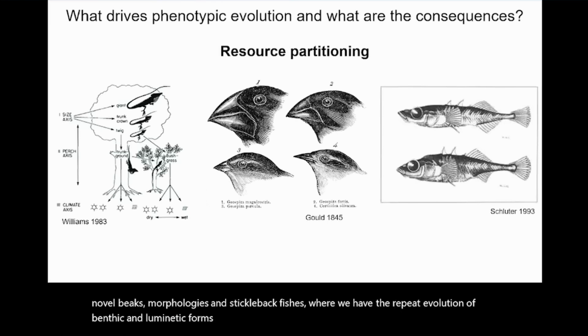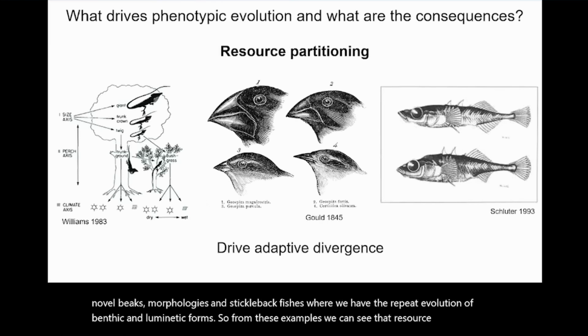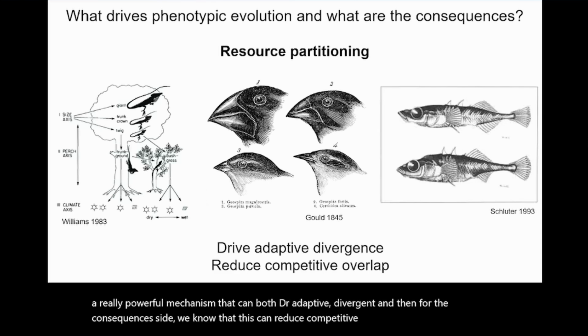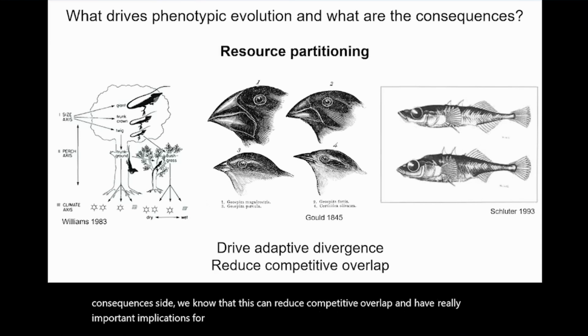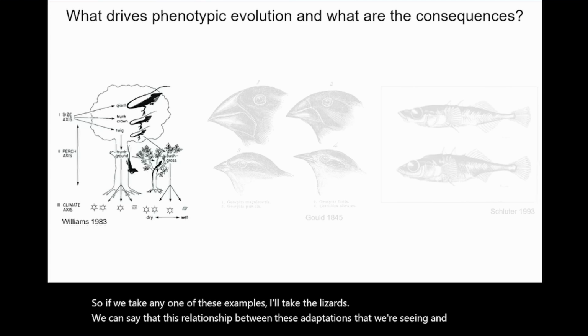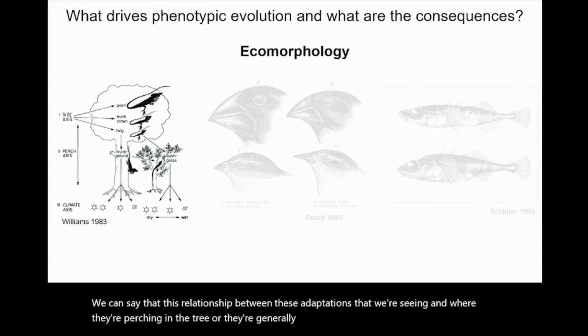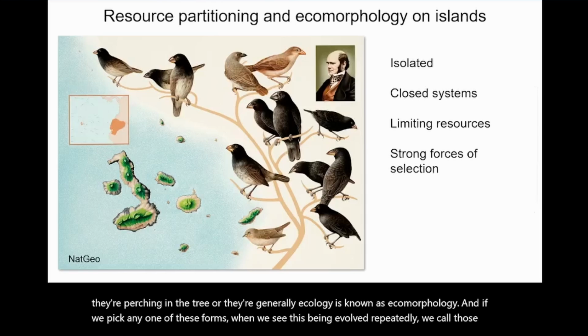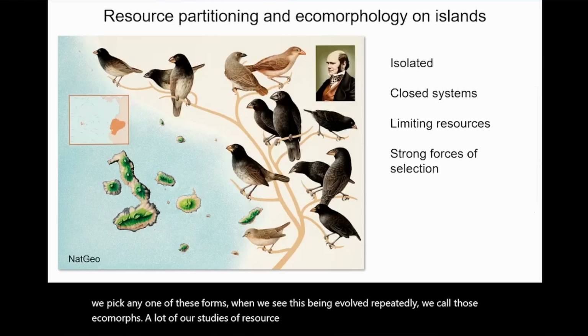So from these examples, we can see that resource partitioning is a really powerful mechanism that can drive adaptive divergence, and on the consequences side, we know that this can reduce competitive overlap and have really important implications for species co-occurrence. So if we take any one of these examples, I'll take the lizards, we can say that this relationship between these adaptations that we're seeing and where they're perching in the tree, or their general ecology, is known as ecomorphology. And if we pick any one of these forms, when we see this being evolved repeatedly, we call those ecomorphs.